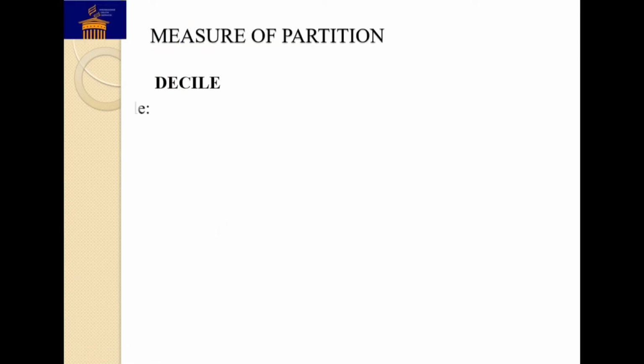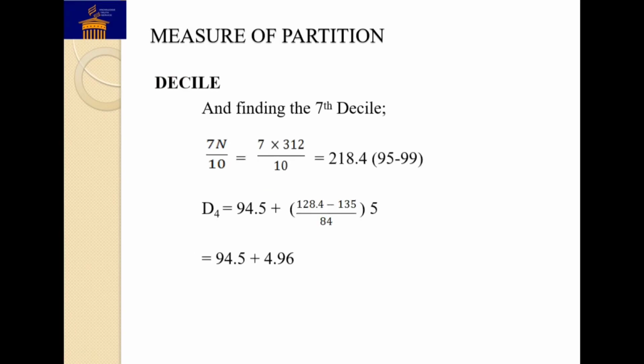So let's take a look at it. 95 to 99 is the class range. 94.5 is the lower class boundary. Here it says 128.4, but 218.4 is what should be here, not 128.4, because the seventh decile class is 218.4. This must have been a typo.